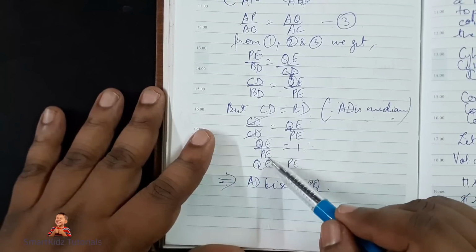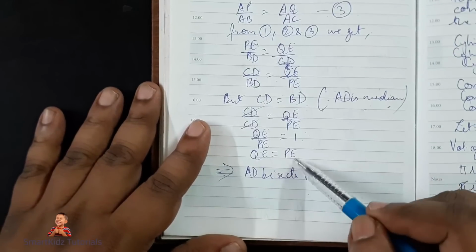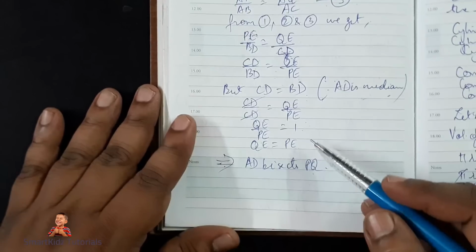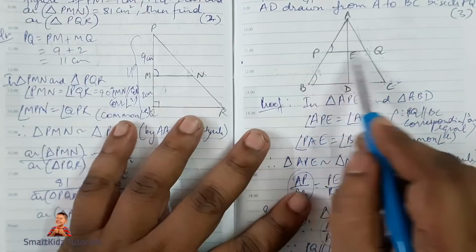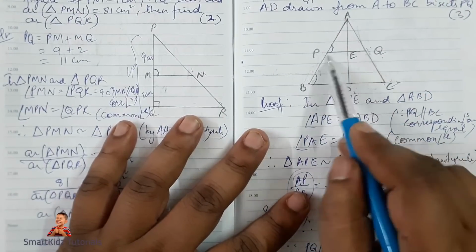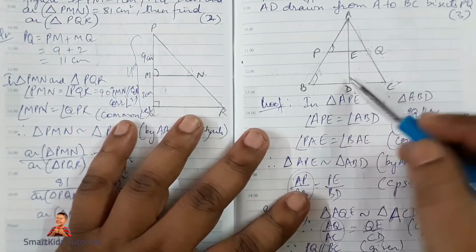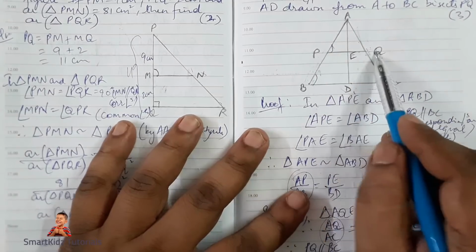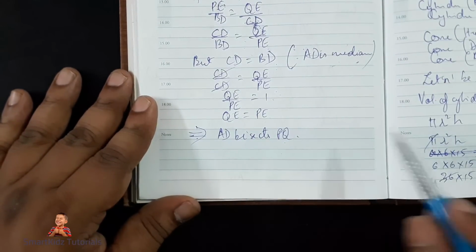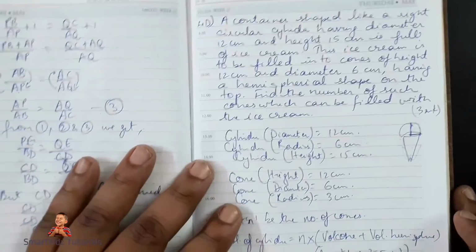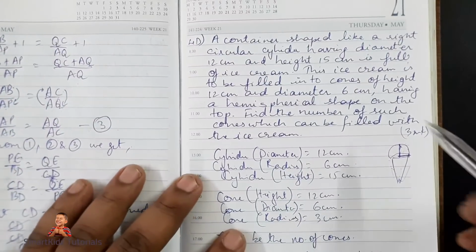And we'll get QE upon PE is equal to 1, and QE is equal to PE. So if we have shown over here that QE is equal to PE, that means AD bisects PQ. And that's the final statement, that AD bisects PQ. Okay, done with this. Next, the last question, for 3 marks.